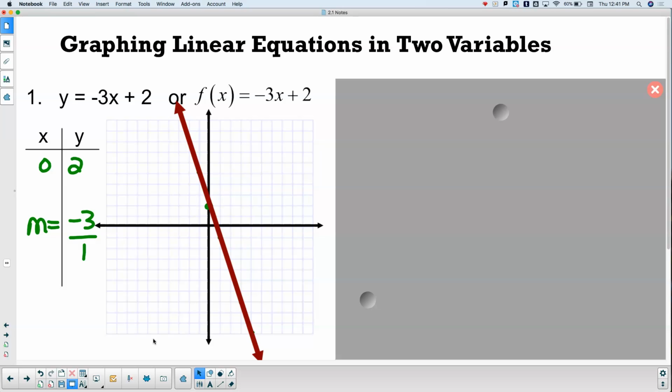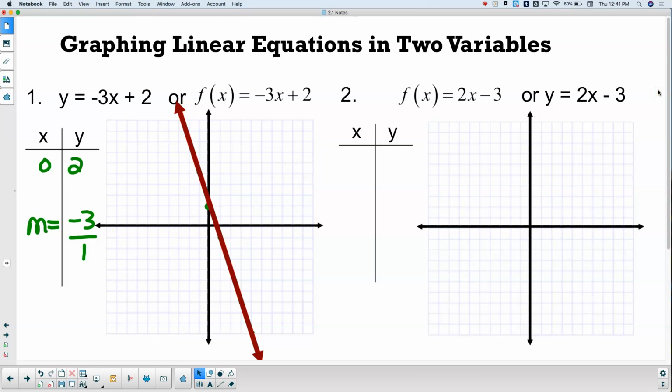Okay? Again, not your first rodeo of this stuff. Okay? Should just be a refresher remembrance of it. Okay? So at this time, what I'd like you to do is graph number 2.